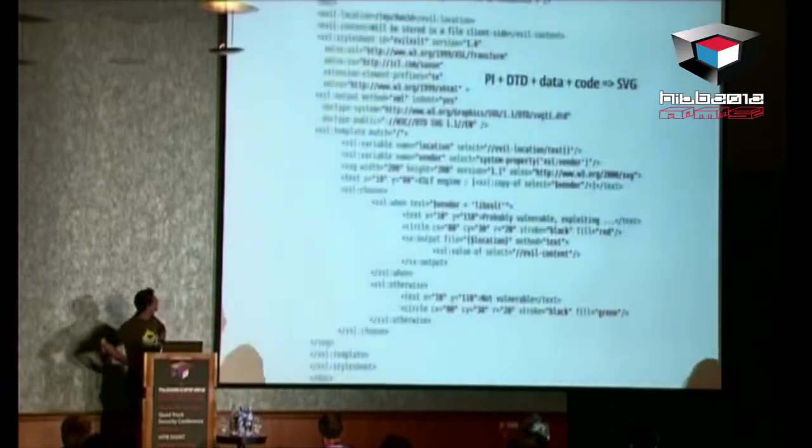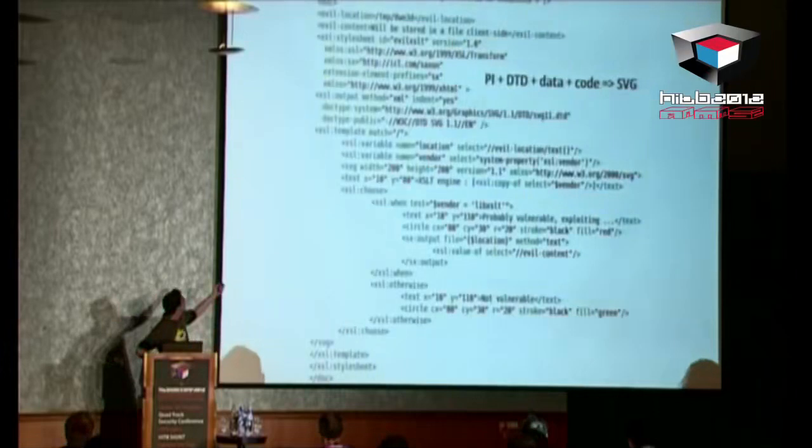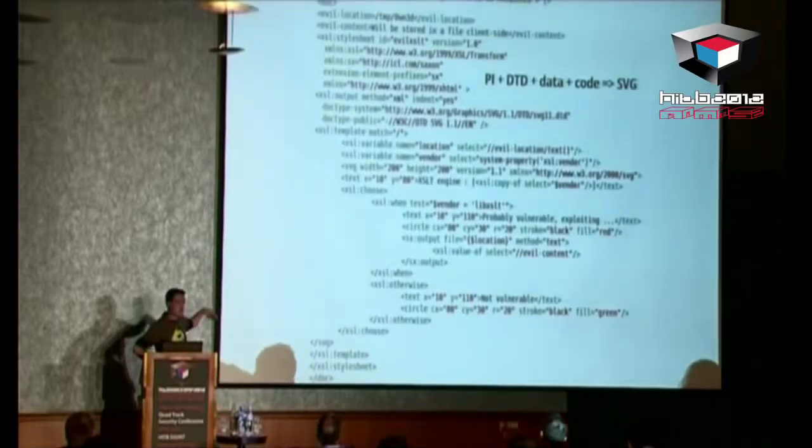So that's an example of a complex XML document. On the first line, you have a processing instruction. On the second line, you have a DTD. Then you have some XML data. Then some XSLT code. And the overall goal of this document is to generate some SVG output. You can see the namespaces here.